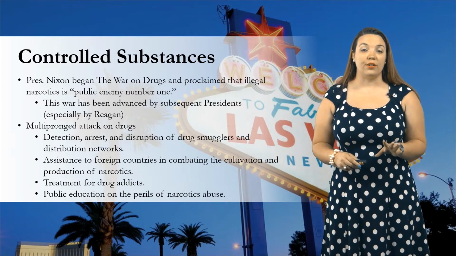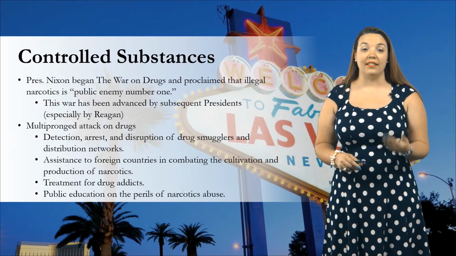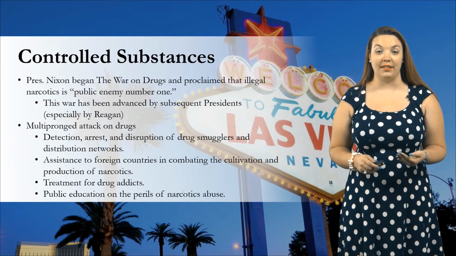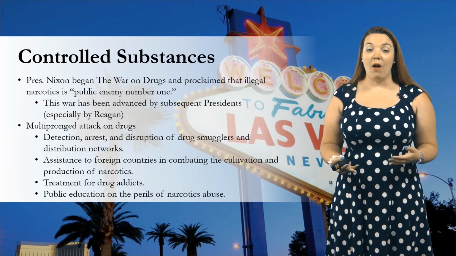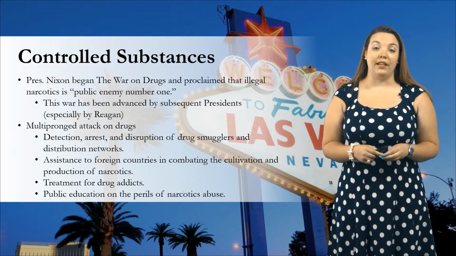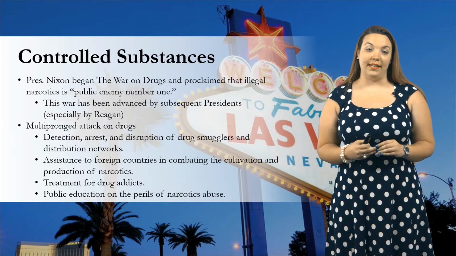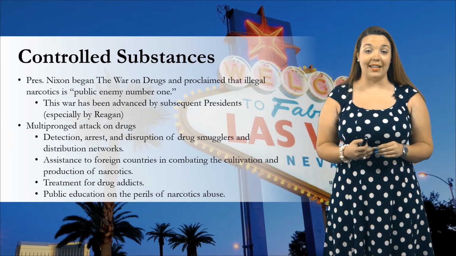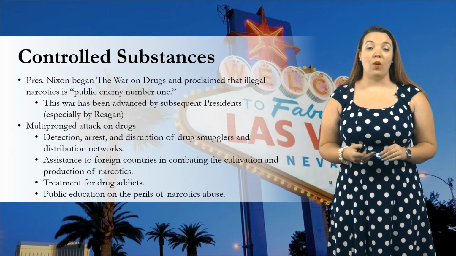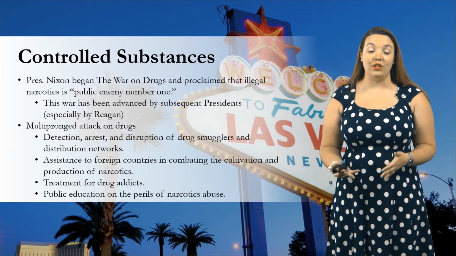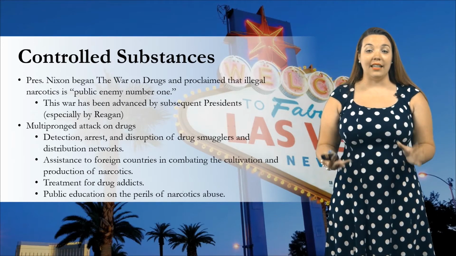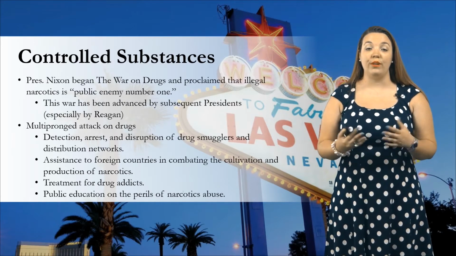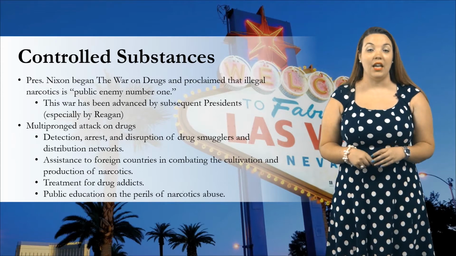Now we're going to switch gears for the rest of the lecture and we're going to discuss the issue of controlled substances. A lot of the substances that are now illegal have all been legal at some point in American history. Marijuana, for example, was actually made illegal in 1937 with the Marijuana Tax Act, which banned its use and its sale.